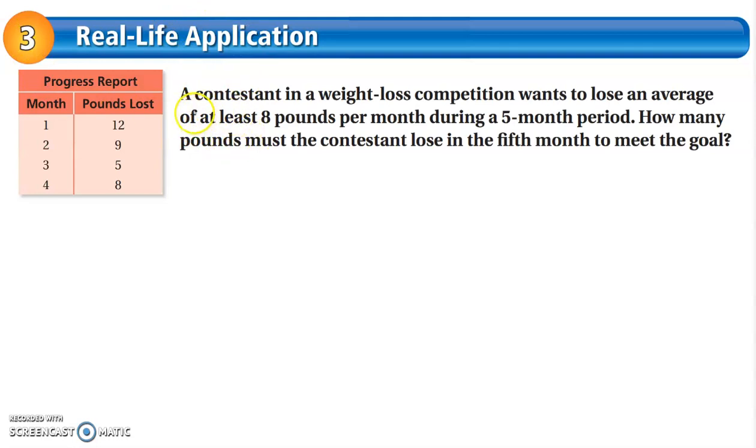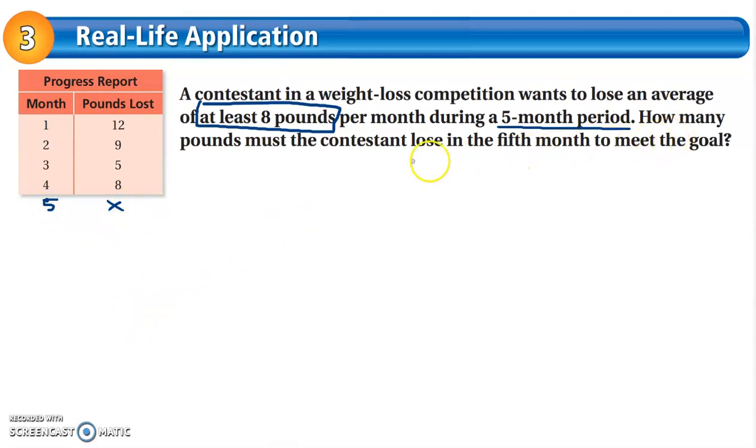Well, here's an example. A contestant in a weight loss competition wants to lose an average weight of at least 8 pounds. All right, we want to highlight the important information per month during a 5-month period. How many pounds must the contestants lose in the 5th month to meet the goal? Now over here we have a chart. First month he lost 12, second month 9, third month 5, fourth month 8. Well, we're missing the 5th month, right? We want to know in the 5th month how many pounds. So that's going to be our x.